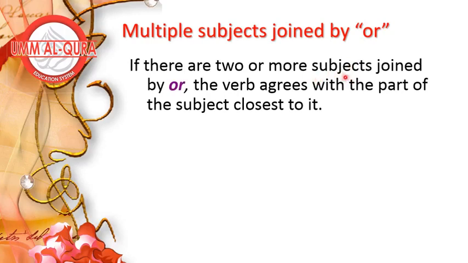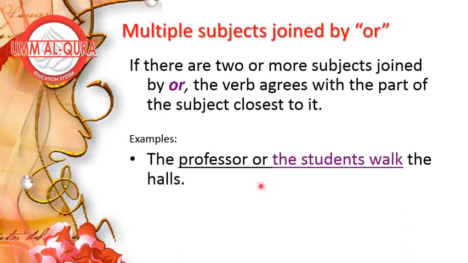If there are two or more subjects joined by "or," the verb agrees with the part of the subject closest to it. How am I going to explain it? I'm going to explain it with examples. "The professor or the students walk the halls." There are two subjects, professor and students.